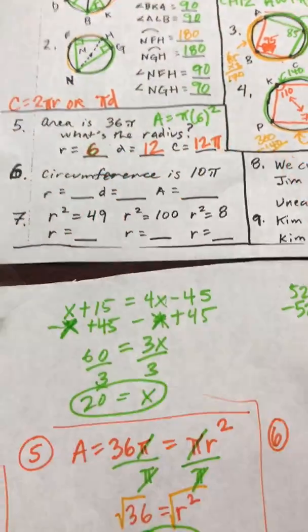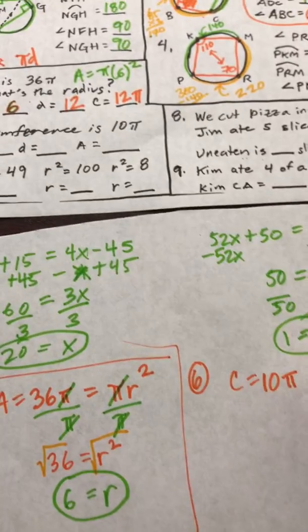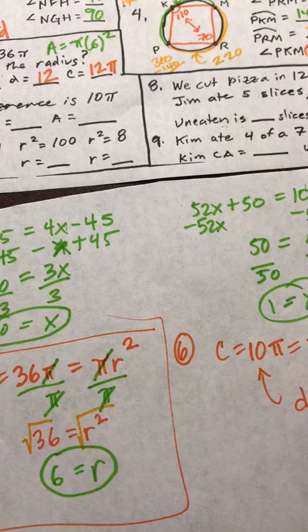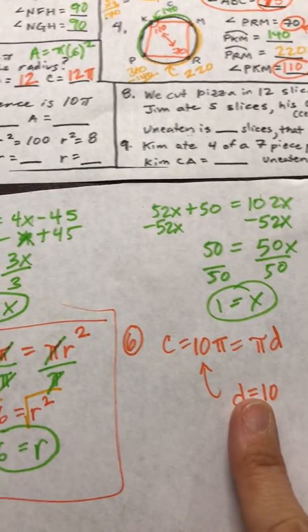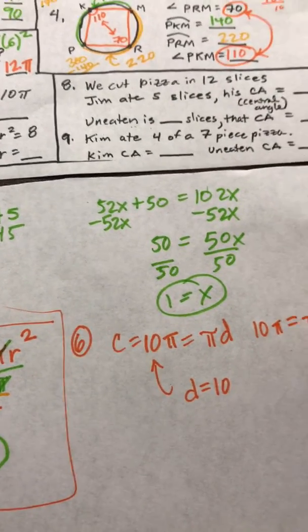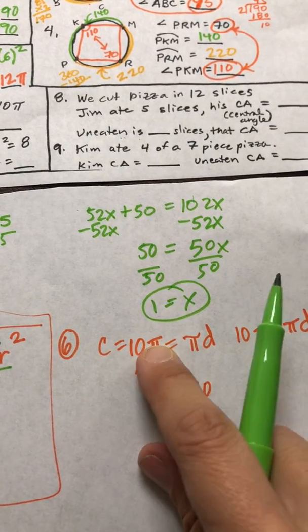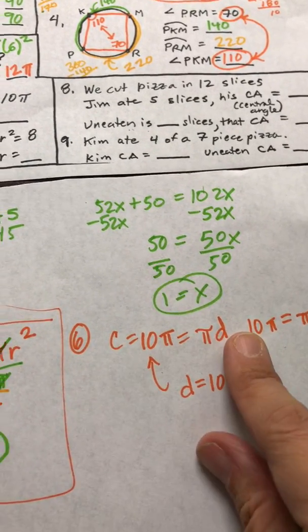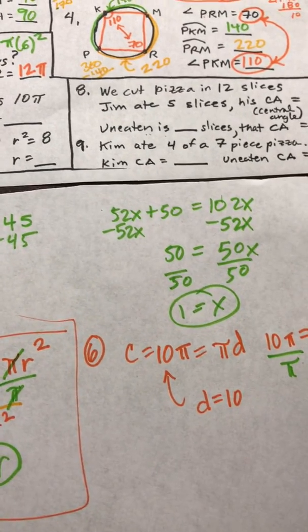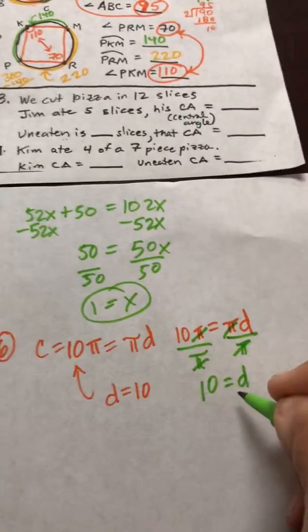So question 6 says the circumference is 10 times pi. Well, we just used the formula. The circumference is pi times the diameter. So I know the diameter has to be 10. I could use algebra to also prove this method. So if the circumference is 10 times pi, and the formula for circumference is pi times diameter, if I merely divide by pi on both sides, I get diameter is equal to 10.